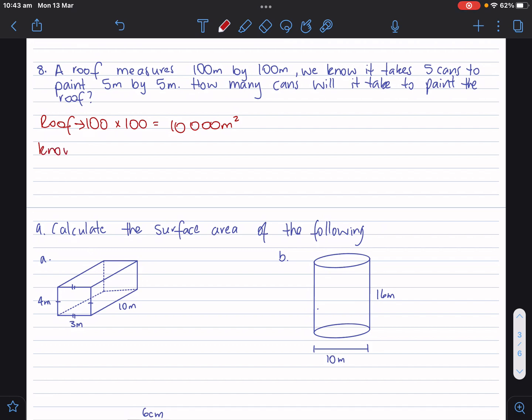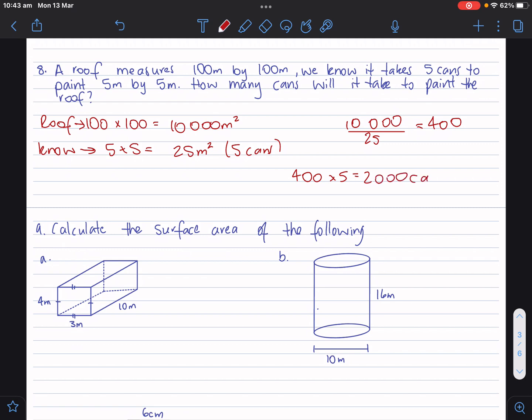What we know is that 5 times 5, which is 25, takes 5 cans. So we just divide that by what we know. So we do 10,000 divided by 25, gives me 400. I have 400 of these 25 meter squared blocks to put in, and each block takes 5 cans. So I do 400 times 5, and that's going to give me 2,000 cans I need.